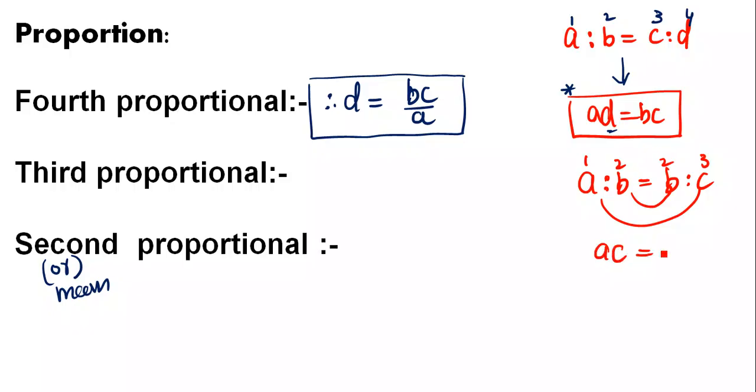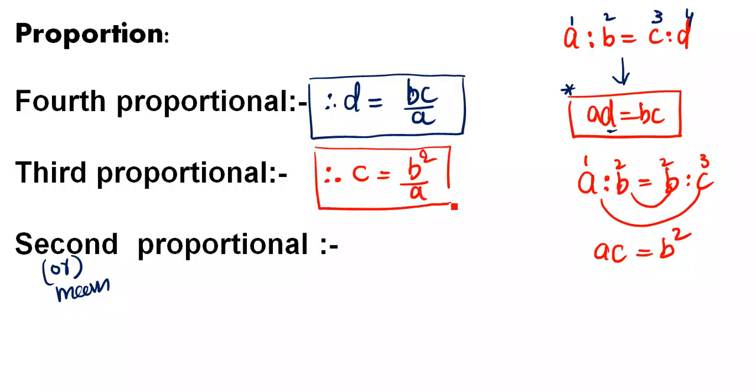It means AC is equal to B into B, B square. We have to find out the C value, the third proportion value. C is equal to B square by A, guys. Third proportion formula: C is equal to B square by A.